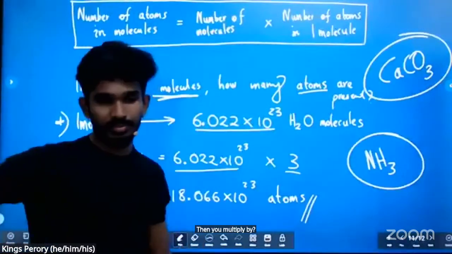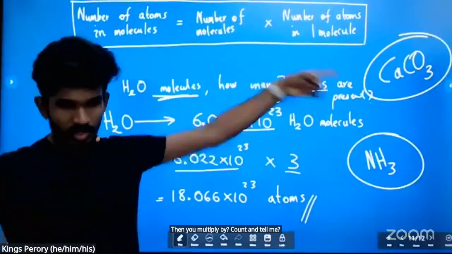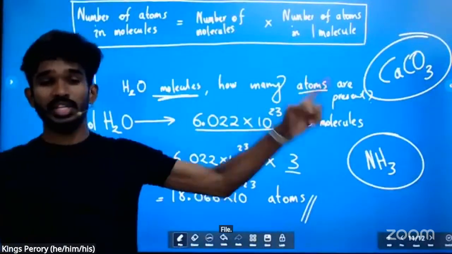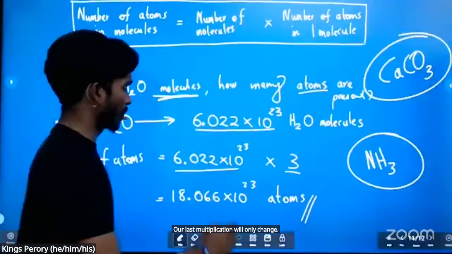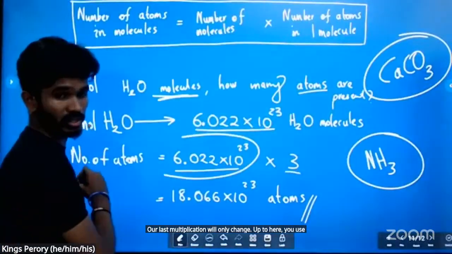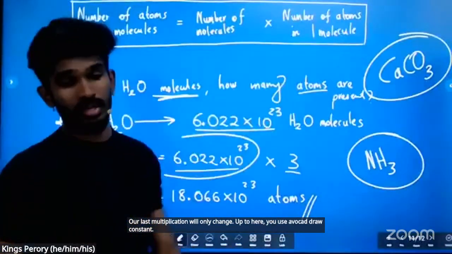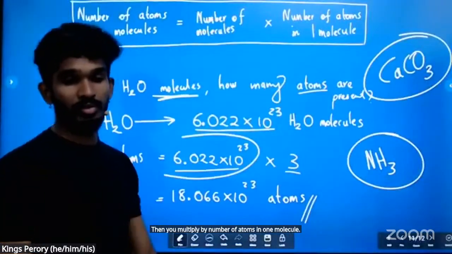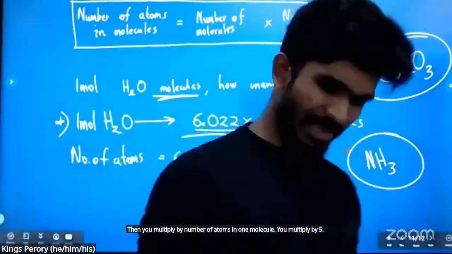Count and tell me, 5. Our last multiplication will only change. Up to here, you use the Avogadro constant. Then you multiply by the number of atoms in one molecule. You multiply by 5. Simply, it's like this.